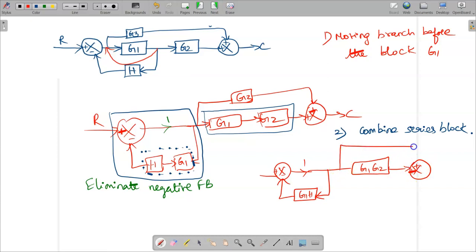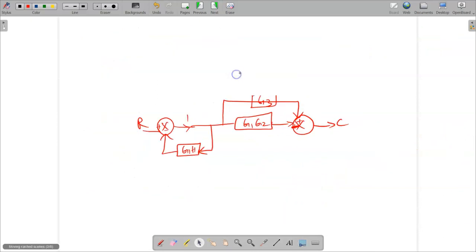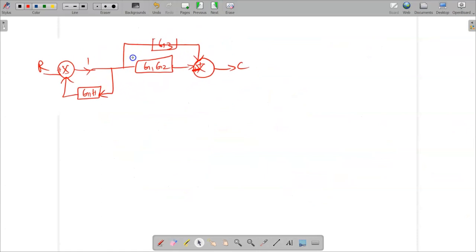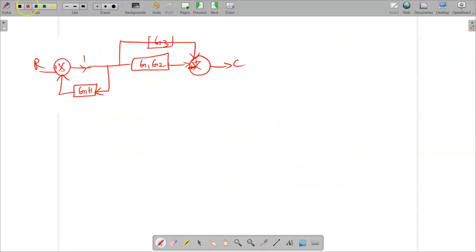Once you have done that, you have it like this. So now this is your R. Now it is easy for you to eliminate the negative feedback loop as well as eliminate this parallel path. That is what you are going to do in the next step. So this is the previous block that I have obtained.